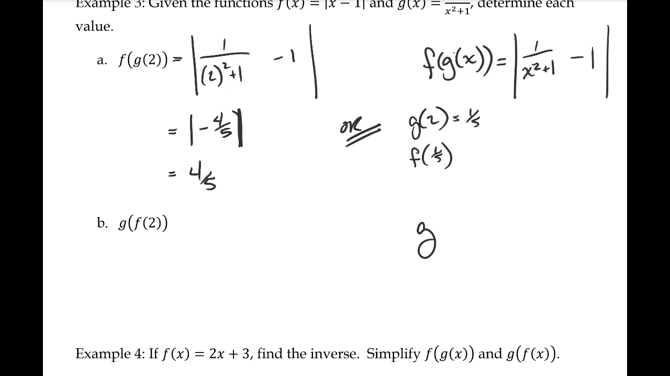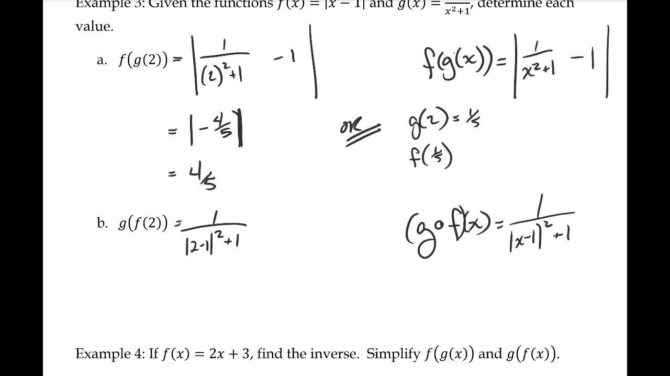Okay, if I did g, and I'm going to use a different notation, so g of f of x, then I would be putting in my absolute value into my other equation. So it would be 1 over absolute value of x minus 1 squared plus 1. So again, using that algebra, I'm going to go 1 over absolute value of 2 minus 1 squared plus 1. 2 minus 1 is 1, squared is 1, plus 1 is 2, so this should be 1/2.